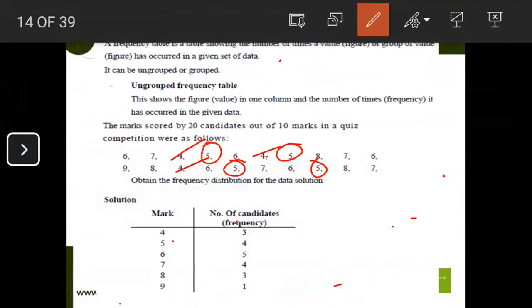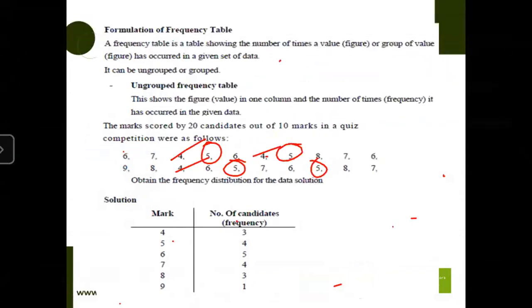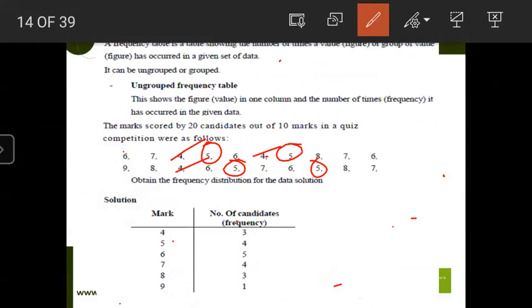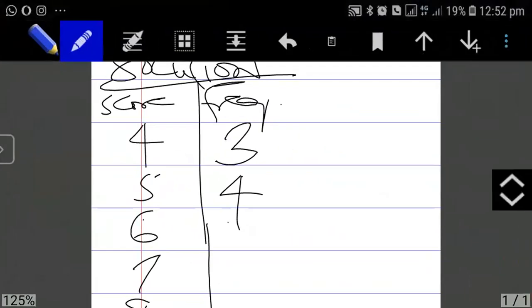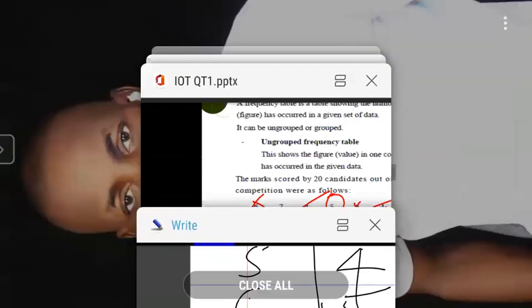Next, 6. How many times did 6 occur? 1, 1, 2, 3, 4, 5. That is 5, right? 5. How many times did 7 appear?